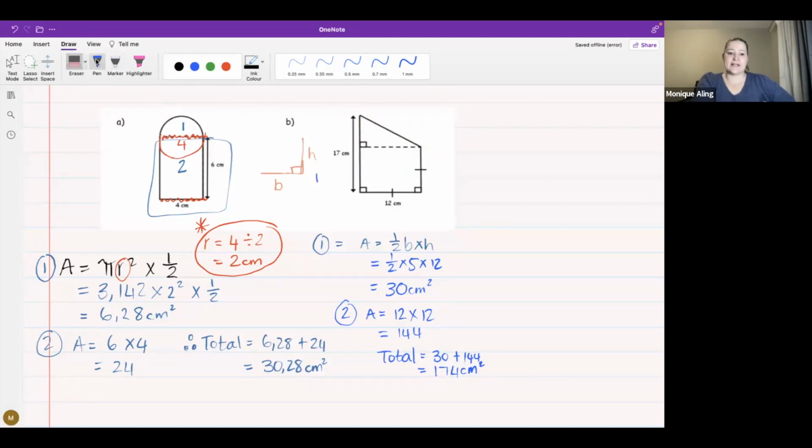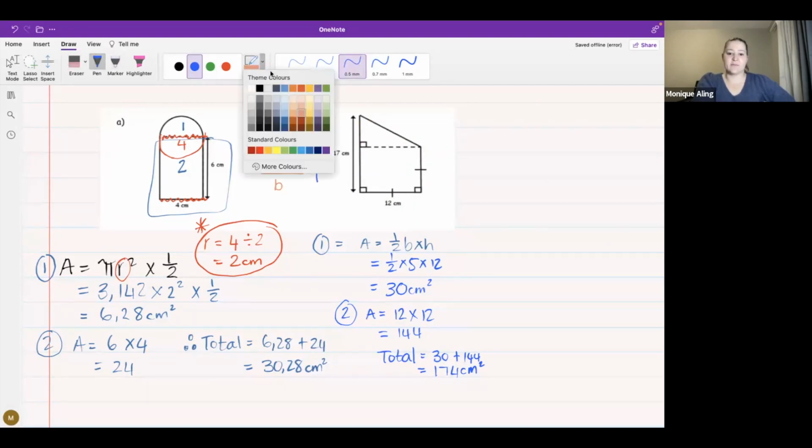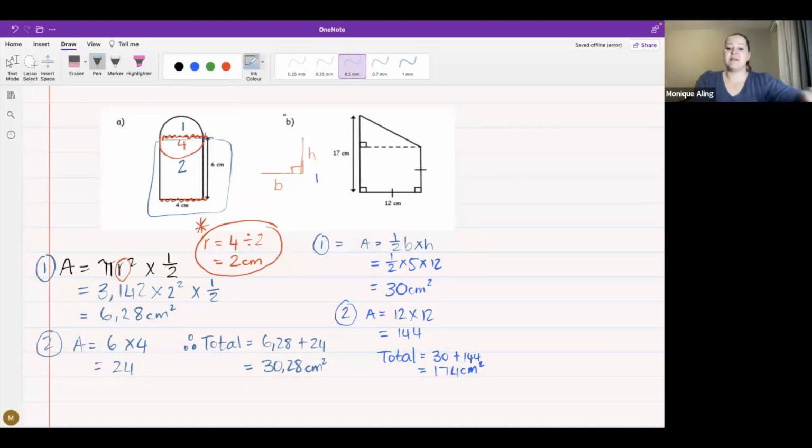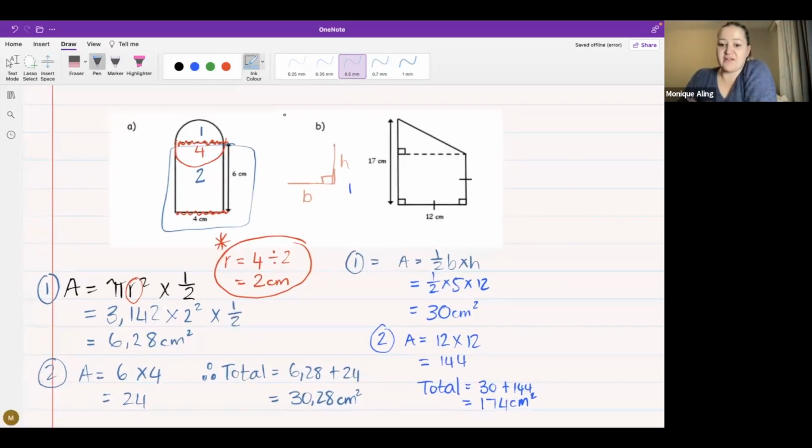Okay, so just quick rundown. Question B, we have 2 shapes, a triangle and a square. Now, we know the formula for triangles, half base times height. Our height is always the perpendicular height on this side over here. And we can tell that that is 12 centimeters because they're showing us that the shape is a square. So I've got the height.